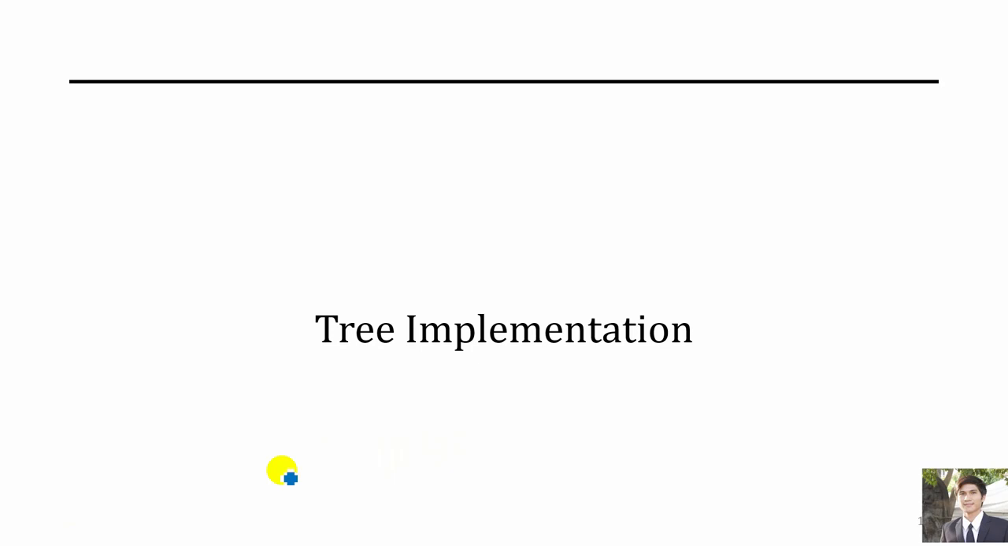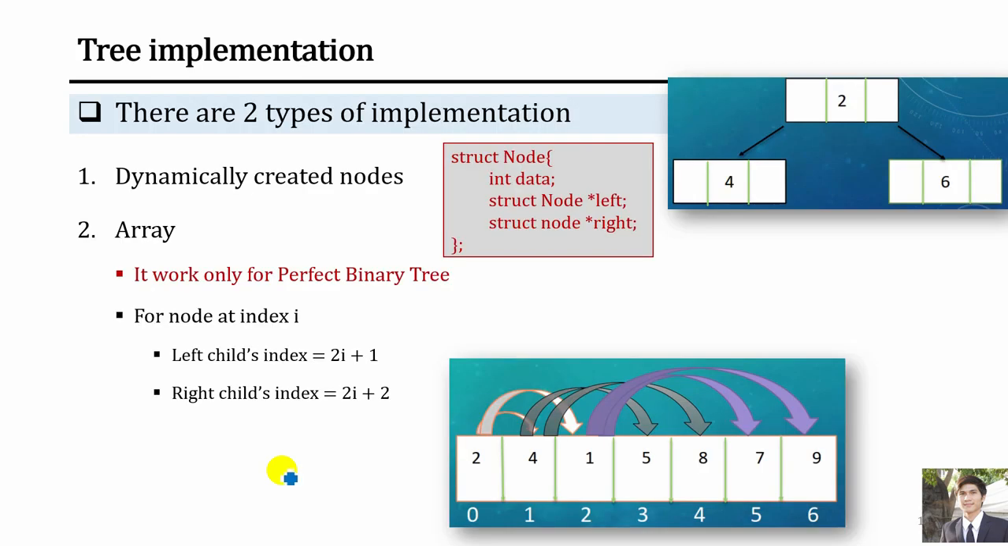Okay, next, I think we are ready to go to the implementation. We have seen different types of terms used in the tree implementation as well as its relationships. So in the implementation, we can apply in two types. Either we implement it as array or linked list, which we will dynamically create our nodes using our pointer.